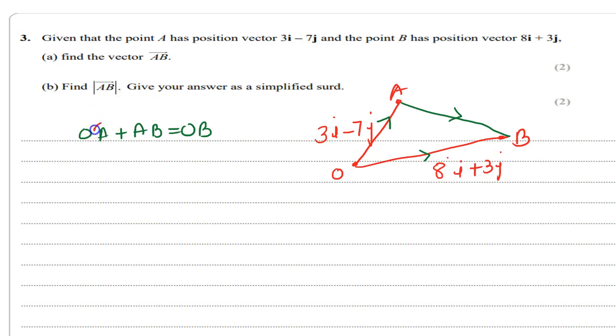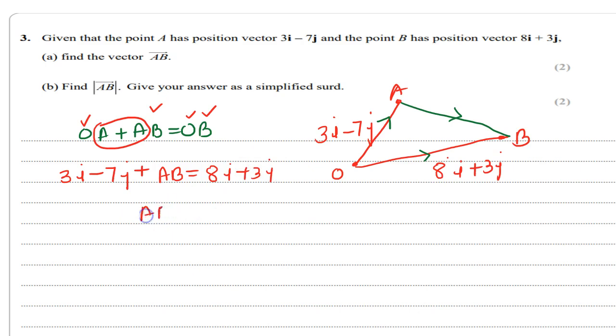If you see here, A and A are common. What is left? O and B. So that is written here. This is the way you can check whether you have written it correctly. So let's write down: OA is 3i minus 7j, plus AB, and what is OB? OB is 8i plus 3j.